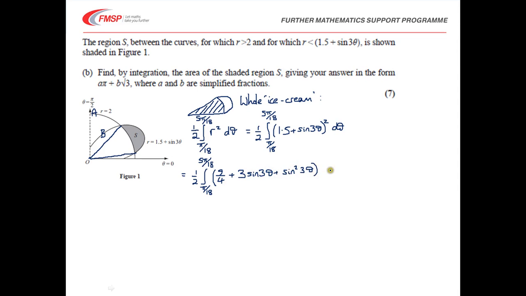And of course you can put in an extra line of working if you are not confident with doing that in one step. So that's a half, π/18 to 5π/18. I can't integrate sine squared, so I need to rearrange it. So a little bit of side working here.